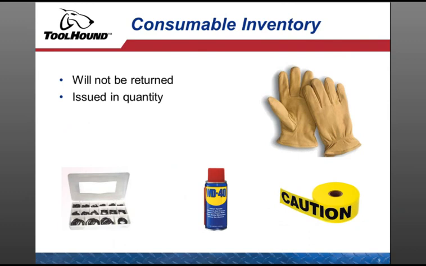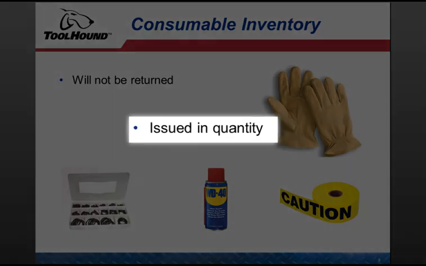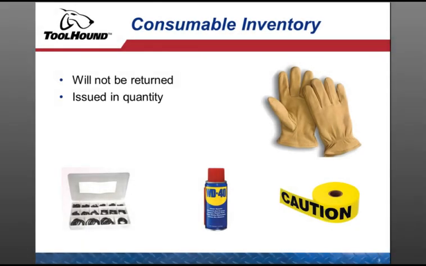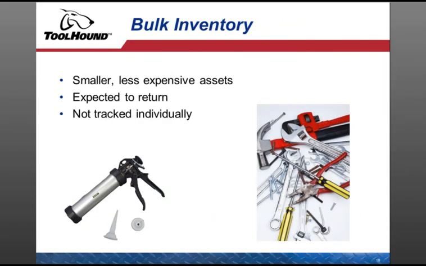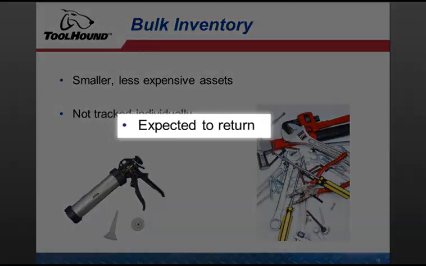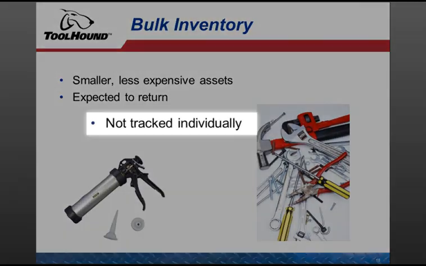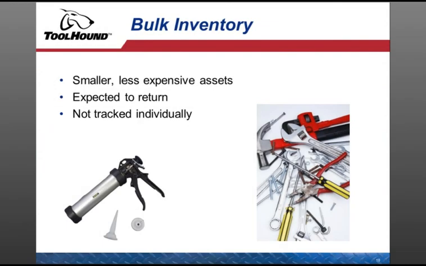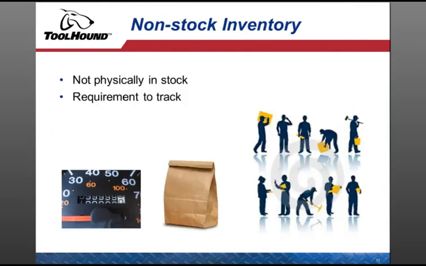Consumable inventory types include assets expected to be used, sometimes in the fabrication or repair of something else, and not returned. Consumable items are frequently issued in quantities of more than one. Examples include safety tape, gloves, cans of lubricant, or O-rings. Bulk inventory types are smaller, less expensive assets that are expected to be returned but will not be tracked individually. Examples include hand tools, signage, or caulking guns.